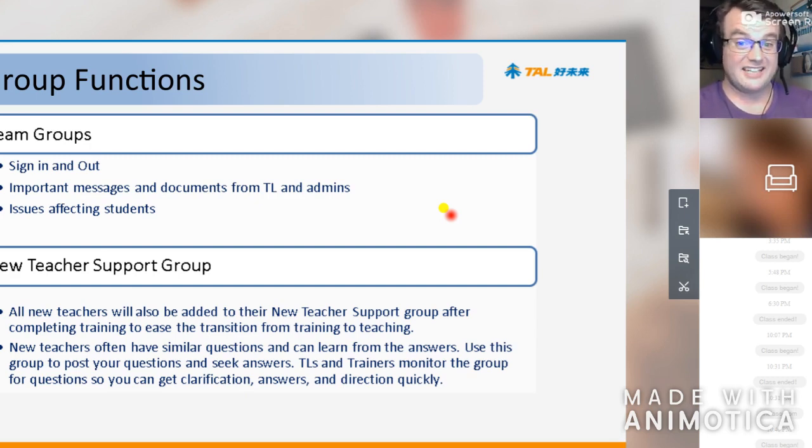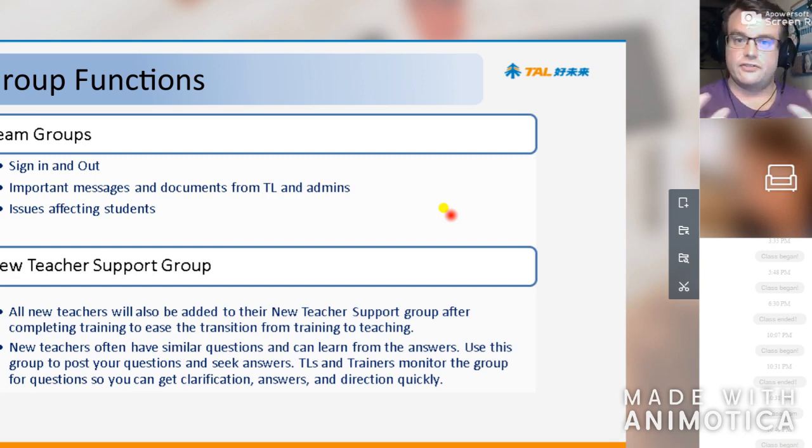If you don't sign in here, your admins will not see you and they will mark you as absent or late. Okay, so make sure that you sign in and sign out in your team group. The team group is also a forum for important messages from the admins and from your TLs. So anything that is important, your TLs and admins will post there, and you are expected to read everything that goes on in there. And anything that affects students will be posted in there.